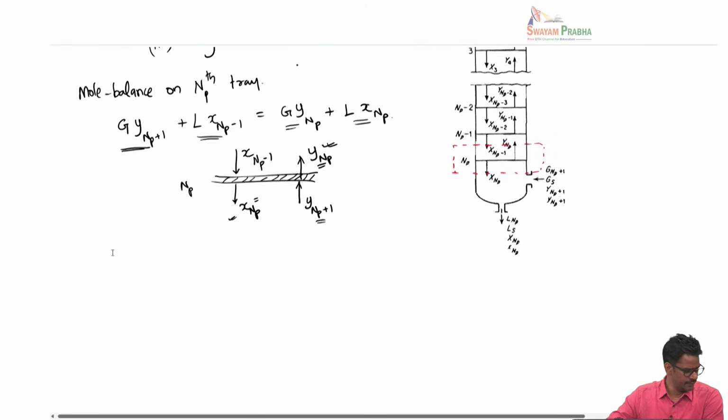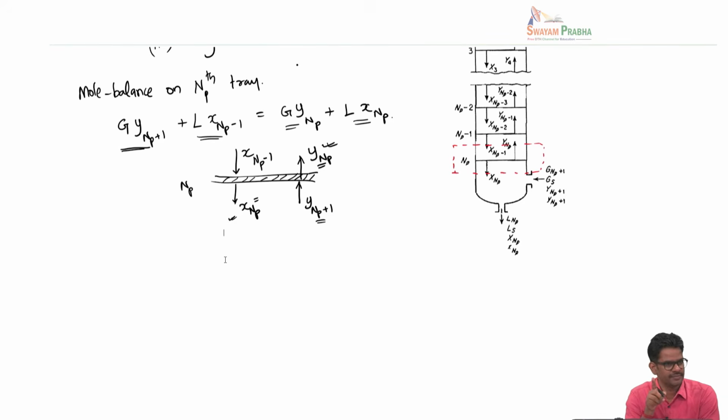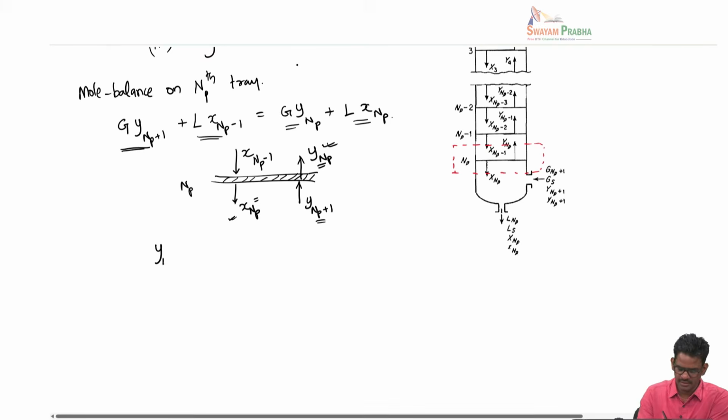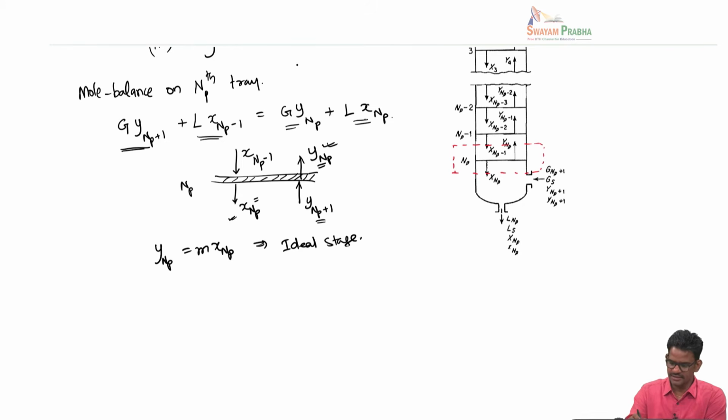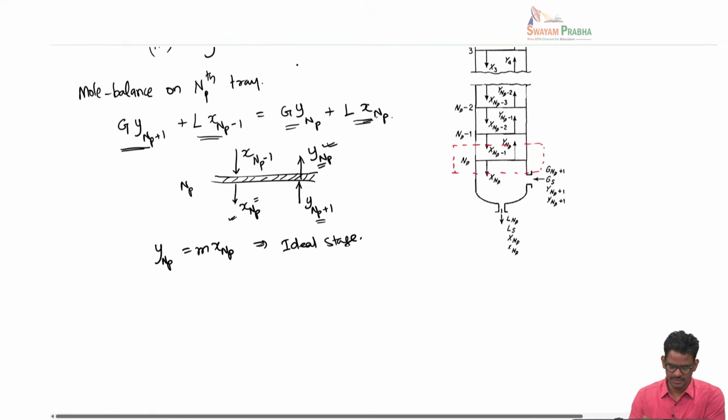Now I already said that xnp and ynp are in equilibrium. That means they are related by the equilibrium line, so this ynp will be m times xnp, because it's an ideal stage. The outgoing streams are at equilibrium. So I can remove one variable from here. I can replace xnp with respect to ynp.